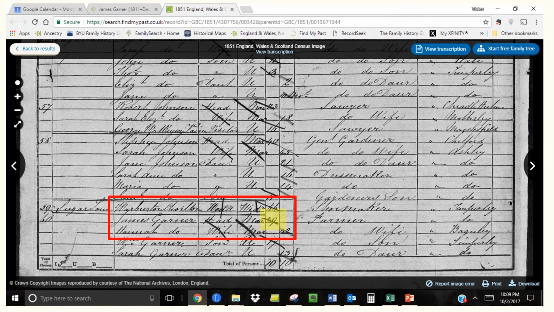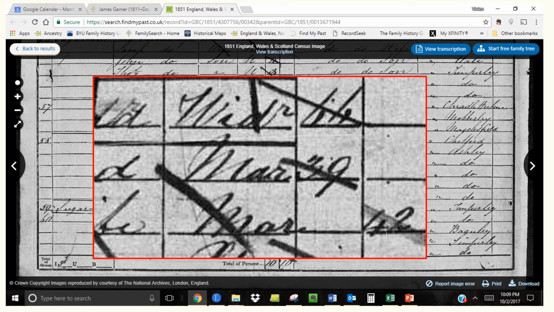In checking the original census entry, I see that the 59 years is in fact 39 years, calculating his birth as 1812. So my conclusion is that there is in fact only one James Garner, born around 1812. An error in extraction caused quite a bit of confusion for a while.